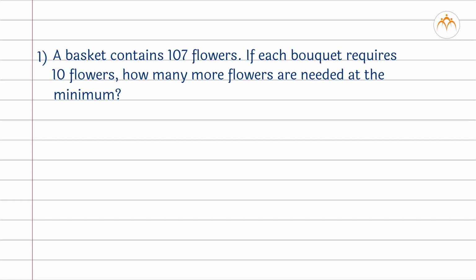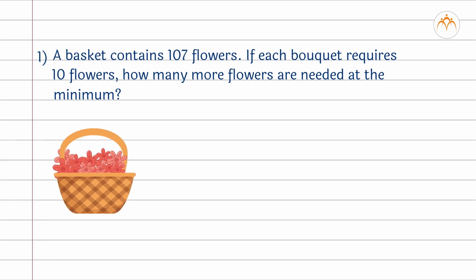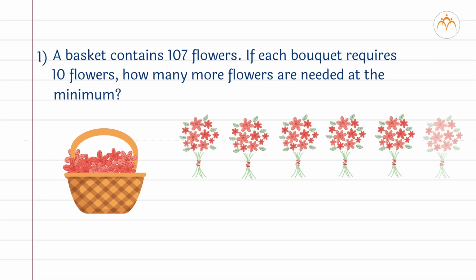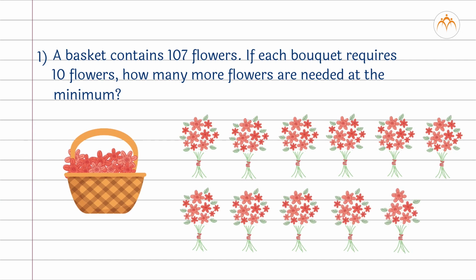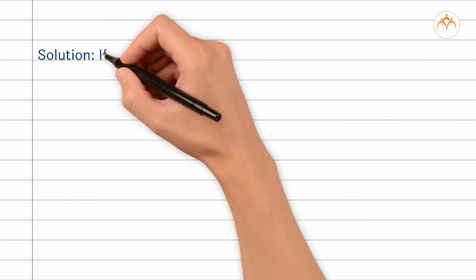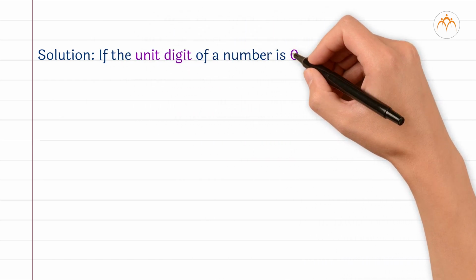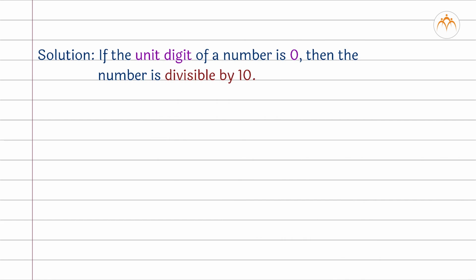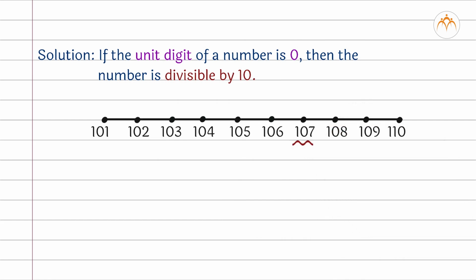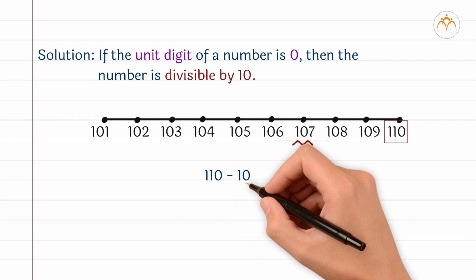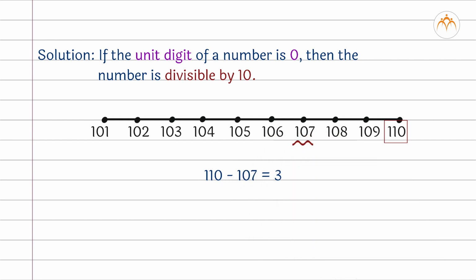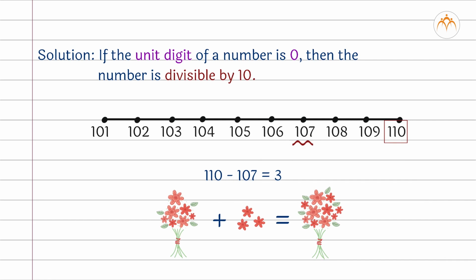First example, a basket contains 107 flowers. If each bouquet requires 10 flowers, how many more flowers are needed at the minimum? Solution. If the unit digit of a number is 0, then the number is divisible by 10. The nearest number to 107 that has 0 as the unit digit is 110. Therefore, 110 minus 107 is equal to 3. Hence, to make bouquet of 10 flowers each, at least 3 more flowers are needed.